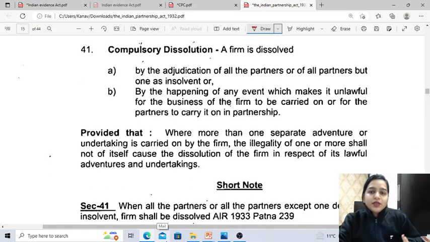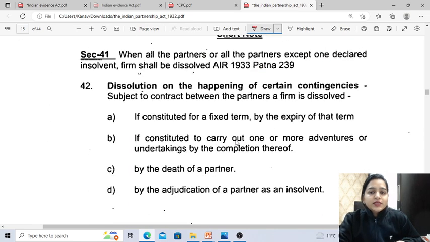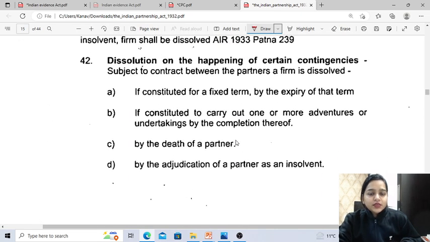Now what is the meaning of compulsory dissolution? A firm is dissolved by the adjudication of all the partners or of all the partners but one as insolvent, or by the happening of an event which makes it unlawful for the business of the firm to be carried on or for the partners to carry on its partnership. So dissolution on the happening of certain contingencies.